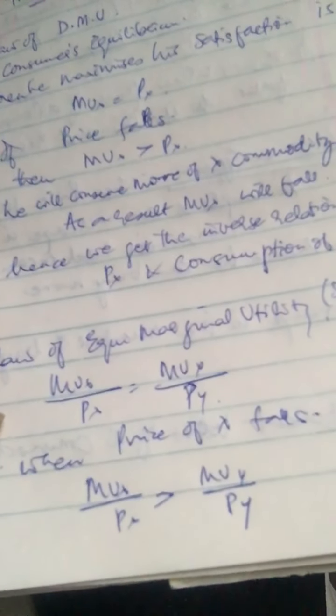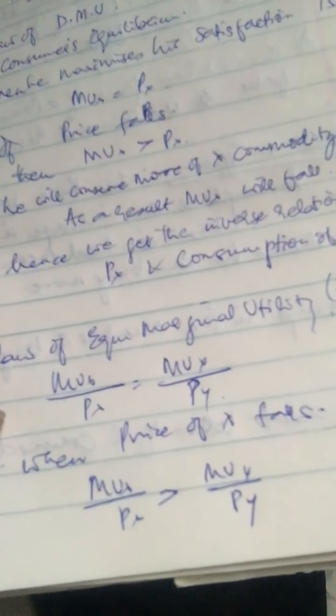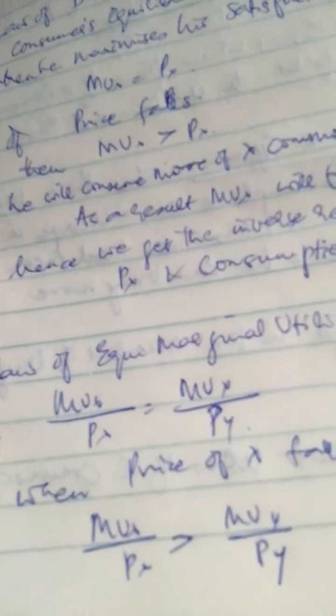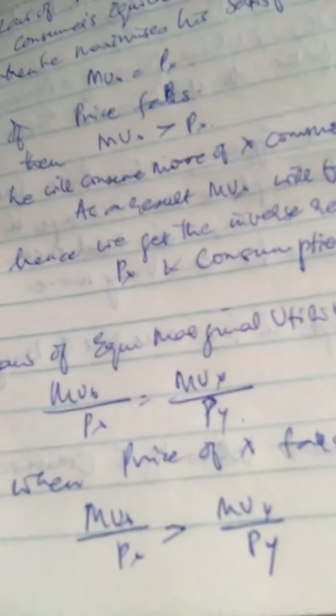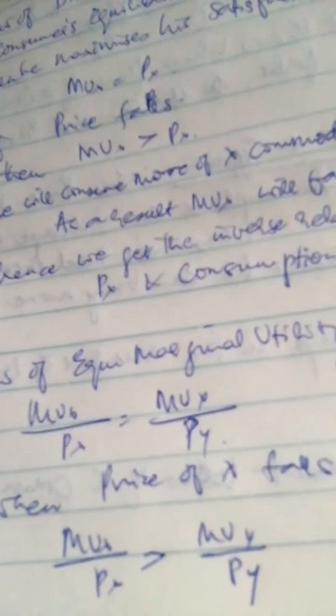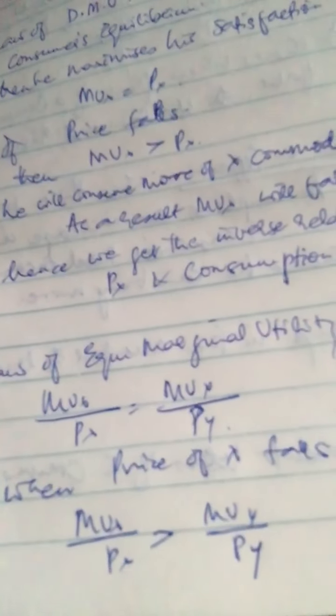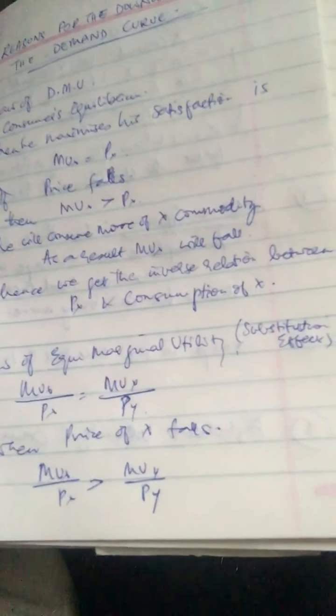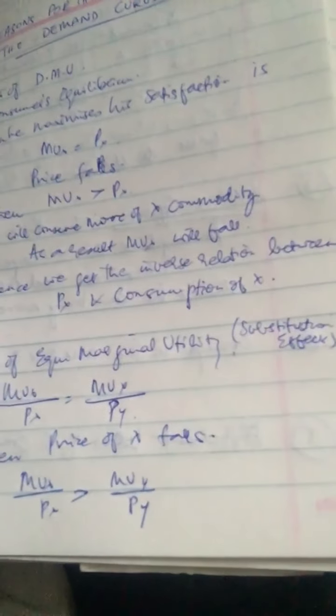So the consumer will go on buying more of X till he reaches equilibrium again. So this is what is known as a substitution effect. Okay, so he will substitute Y for X. So what is substitution effect? Let me just once again reiterate. What does it mean? It implies a substitution of cheaper good for relatively expensive goods. So that is the substitution effect, as we just saw.